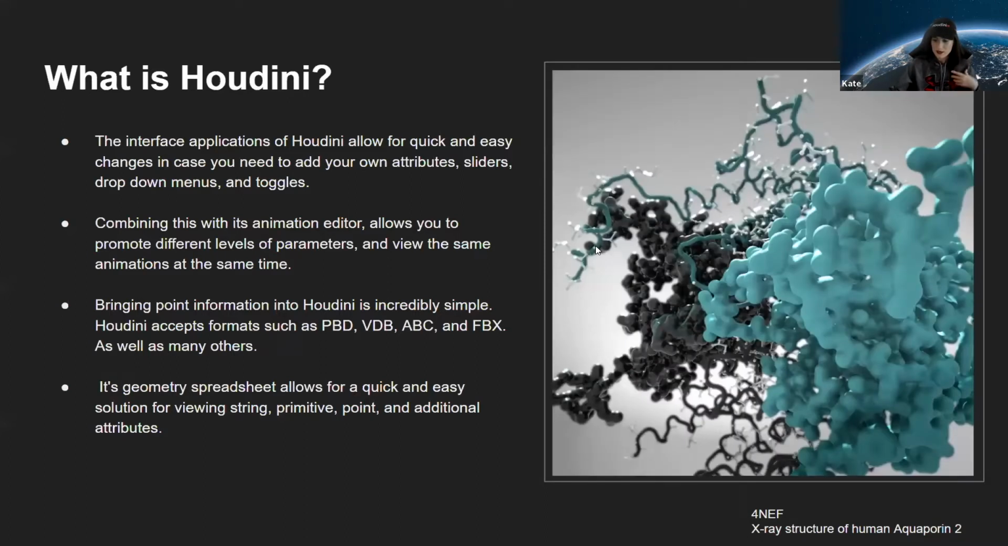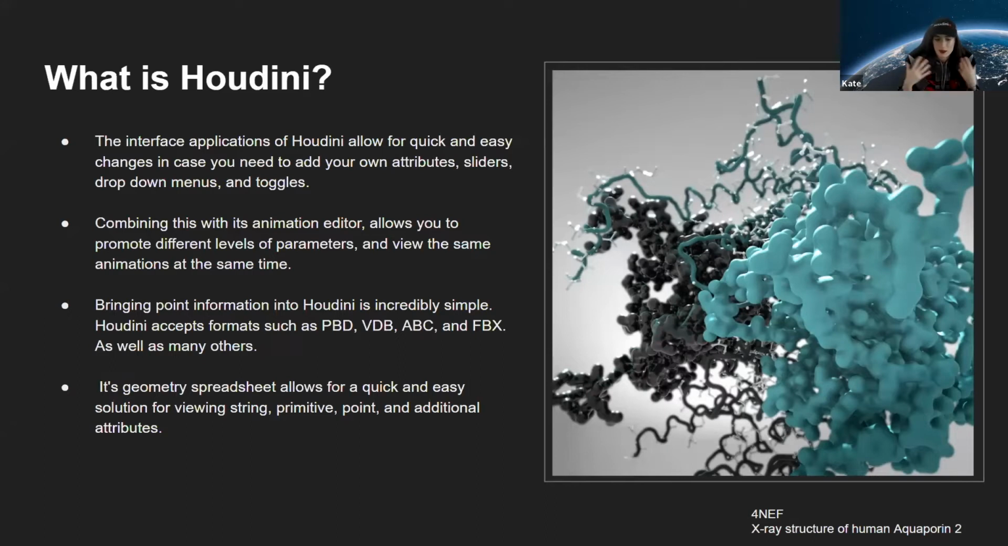The interface applications of Houdini also allow for quick and easy changes in case you need to add your own attributes, sliders, drop-down menus, and toggles. Combining this with its animation editor, it also allows you to promote different levels of parameters and view animations at the same time. Bringing point information into Houdini is incredibly simple.